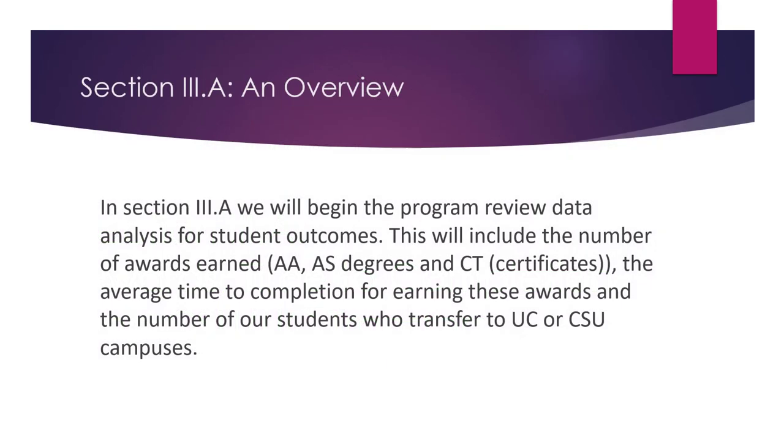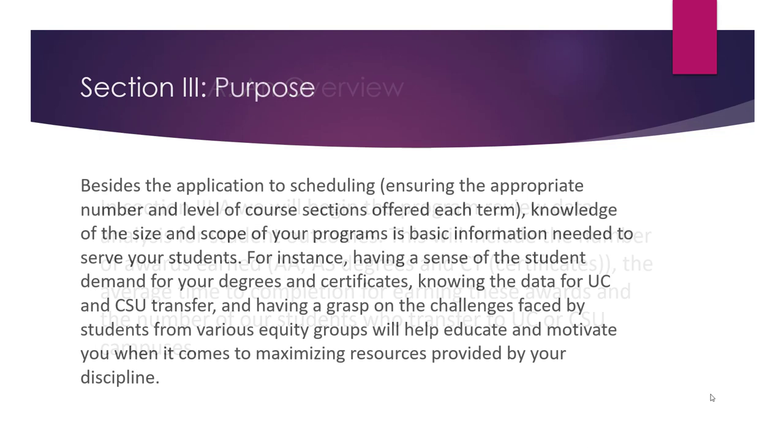In Section 3A, we will begin the program review data analysis for student outcomes. This will include the number of awards earned, AA, AS degrees, and CT certificates, the average time to completion for earning these awards, and the number of our students who transfer to UC or CSU campuses.